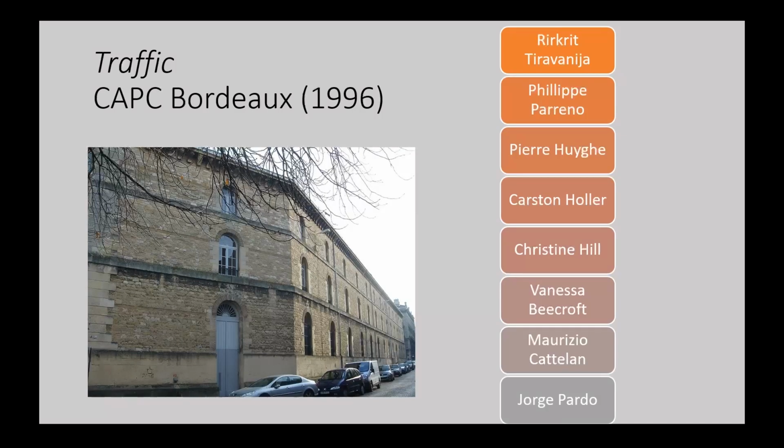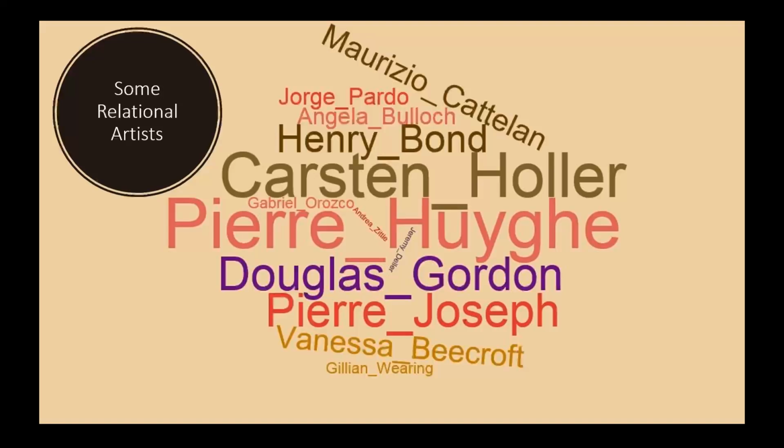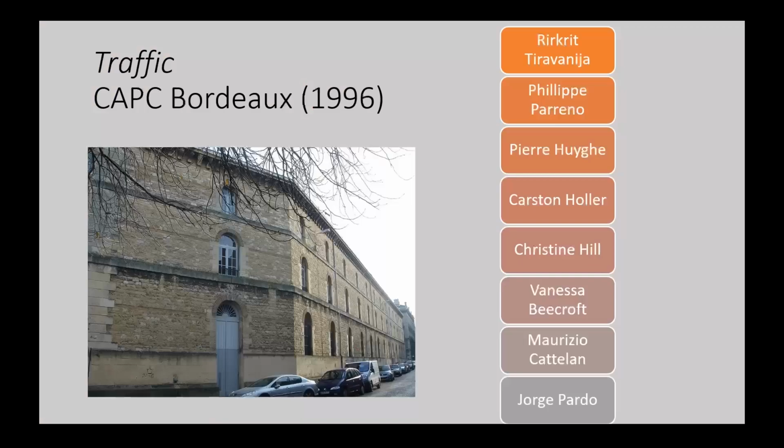Also, Philippe Parreno, is he mentioned on this one? No, but he is mentioned in the book. He's a mega famous artist. Along with Pierre Huyghe, I would say they are two of the most influential artists around over the last decade. Carsten Höller, Christine Hill, Vanessa Beecroft, Maurizio Cattelan and Jorge Pardo were all in this exhibition. There might have been others as well, actually.